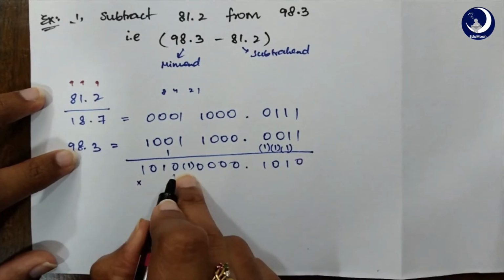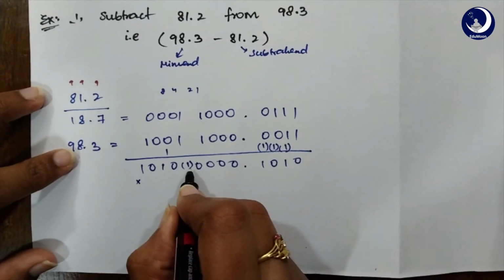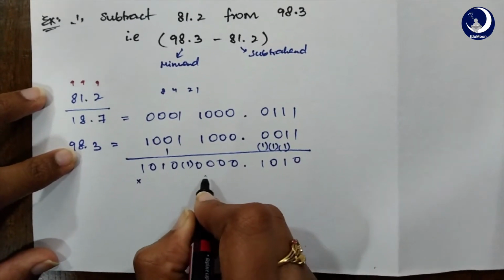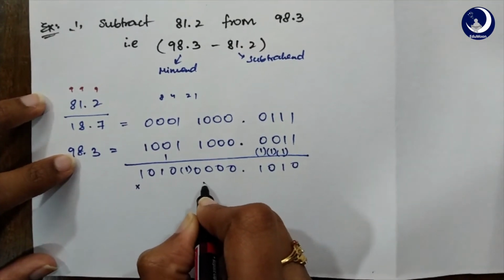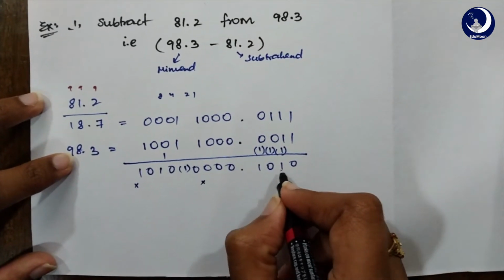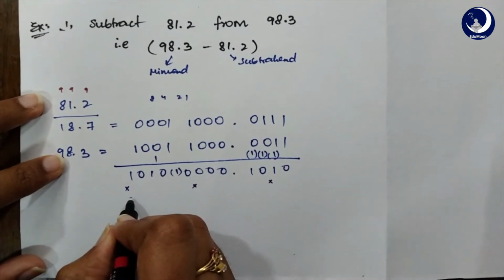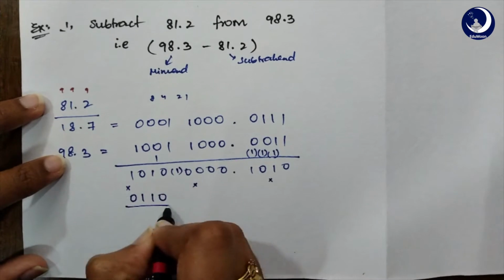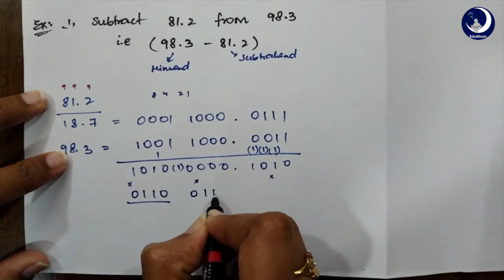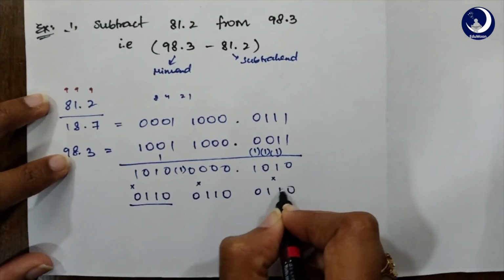And now, do not leave the carry here. Considering the carry, which is 1, 0, 0, 0, 0, this is not a valid BCD. So again, this is not a valid BCD. And 1010, which is also 10, is not a valid BCD. Now, what will we be doing? We will be adding 6 to all of them: 0110, 0110, 0110.